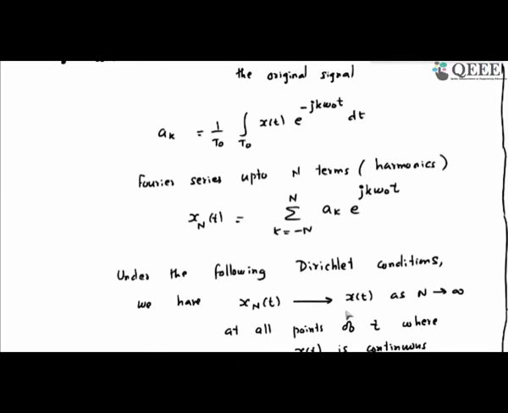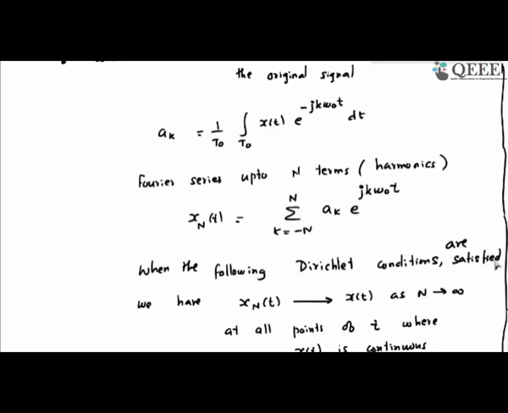So when the following three Dirichlet conditions are satisfied, then the Fourier series representation converges to the true signal x of t, otherwise it won't converge.